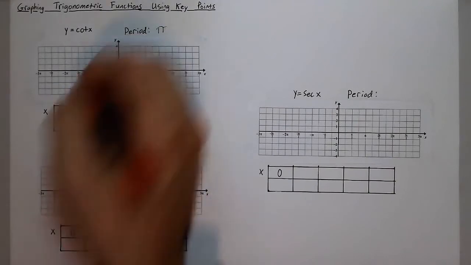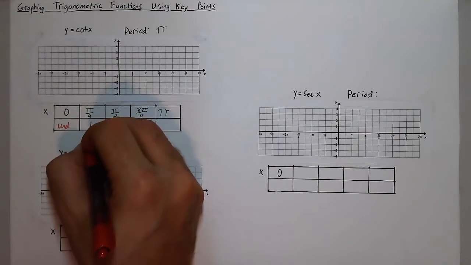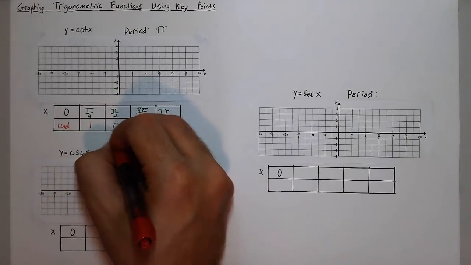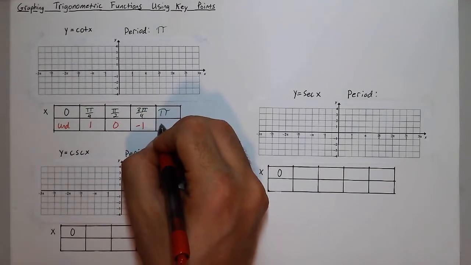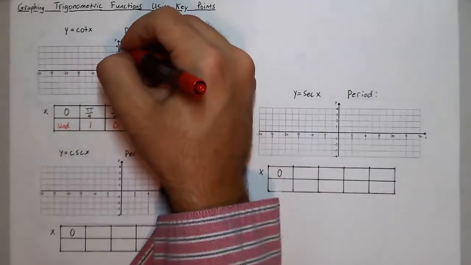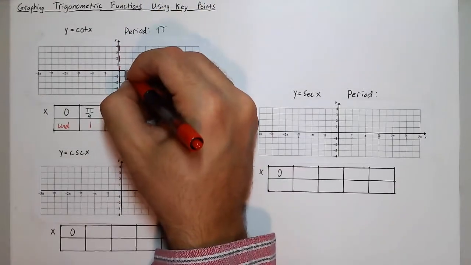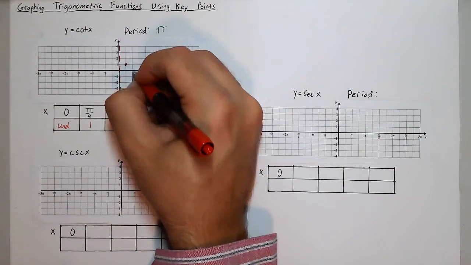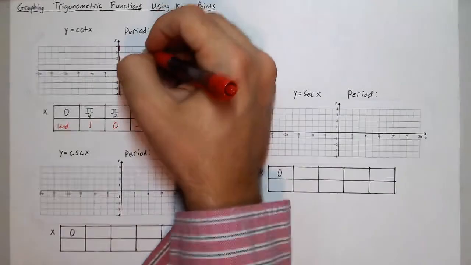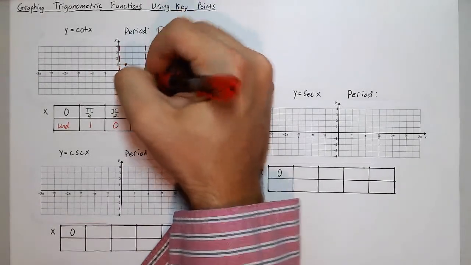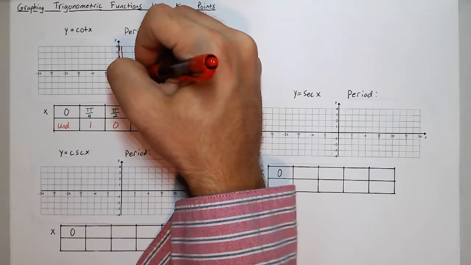But cotangent of 0 was undefined. Cotangent of pi over 4 was 1. Cotangent of pi over 2 was 0. Cotangent of 3 pi over 4 was -1. And then cotangent of pi was undefined. So again, I have an asymptote to start out. And that pi over 4, which should be this first tick mark, it's 1. Pi over 2 is 0. 3 pi over 4 is -1, and then another asymptote. And then I create my little swirly function through.